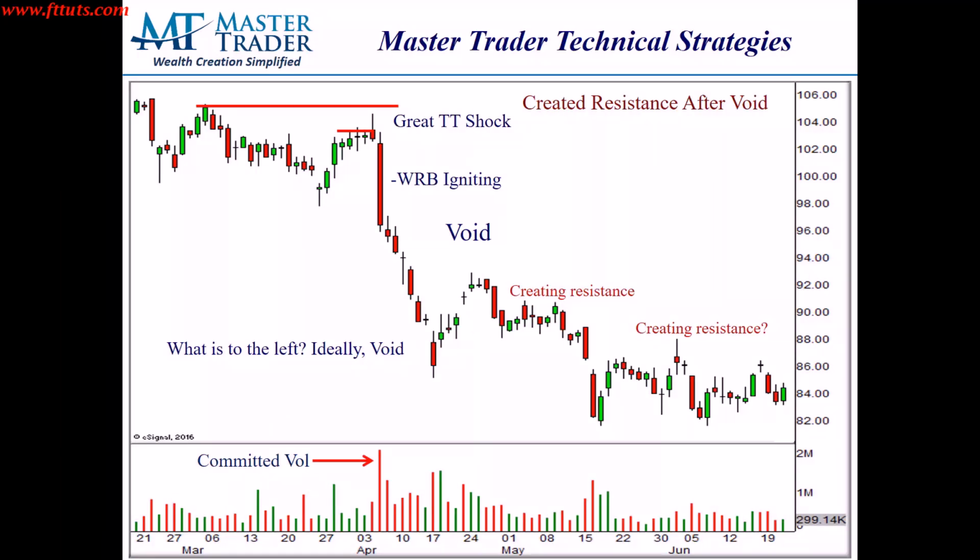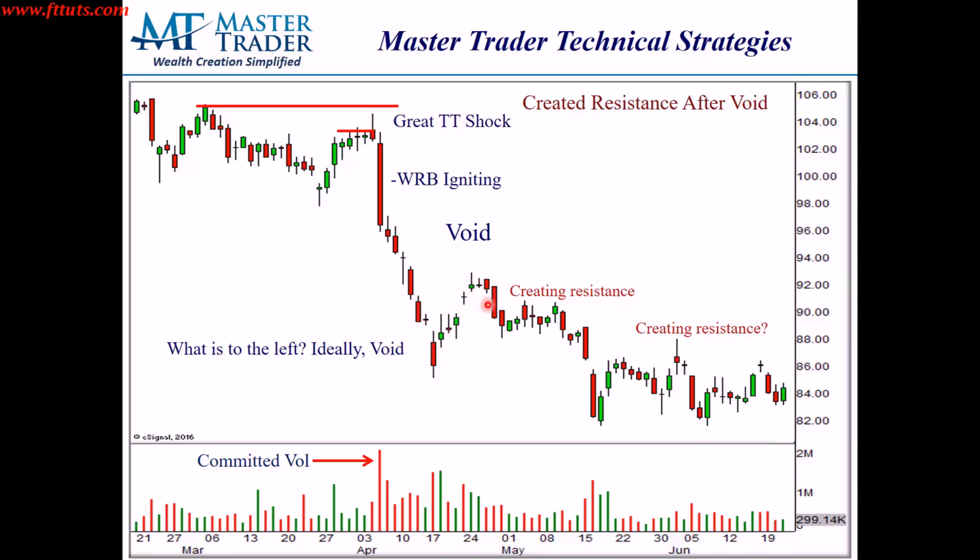Creating resistance after a void. Look at this sideways move here. Look at the shock. Great topping tail shock. It tried to break out. What was it prior to becoming a red topping tail? Green bar. Right? It was a little breakout that failed. Longs are caught. What do longs do when they're caught? They run. They sell. They hit the bid. And down it goes with a wide range bar igniting.